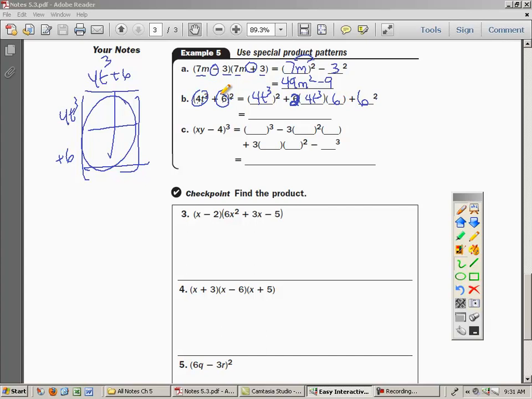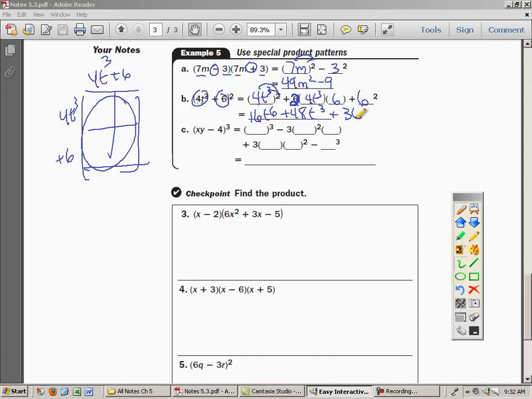All right, and so the first term becomes 4t cubed squared. Well, again, power of a power says this is 16t to the 6th. This is 6 times 4 times 2. That comes out to 48t to the 3rd. And then 6 squared on the end is 36.